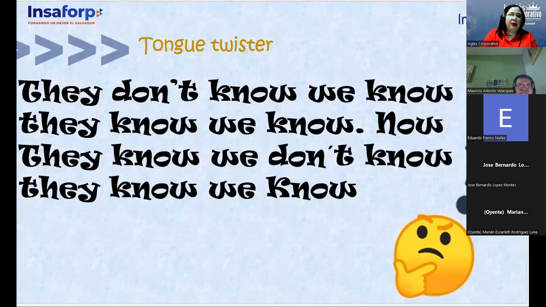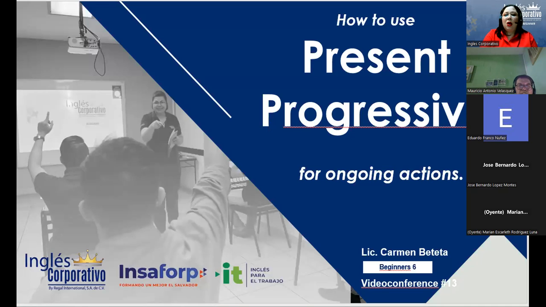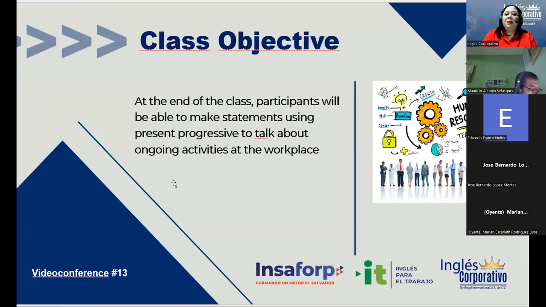So here we are. The topic for tonight is the present progressive for ongoing activities or ongoing actions. This is your video conference number 13. And the objective is that you will be able to make statements using present progressive to talk about ongoing activities at the workplace.